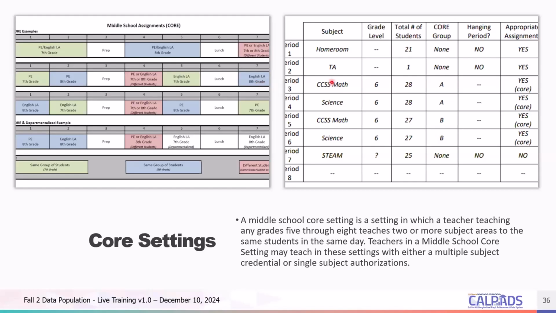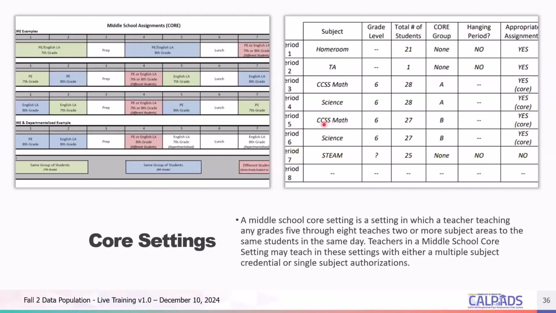If we look at the example on the right-hand side of the slide, this is a different format for a teacher schedule, and this is a teacher schedule for a single day. And on this single day teacher schedule, we see that period 3 is CCSS math, taught to a group of 28 sixth grade students. And period 4 is science, taught to that same group of 28 sixth grade students. And so period 3 and 4 are cored, and this schedule is helpfully labeled the group of 28 sixth grade students here as core group A. It can be quite helpful to label your student groups if you are using the middle school core setting at your LEA.